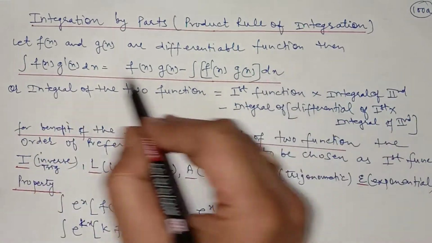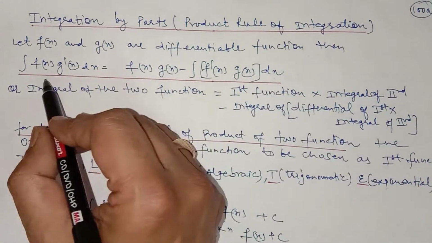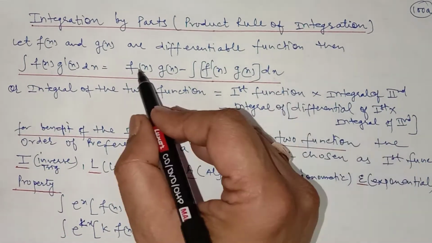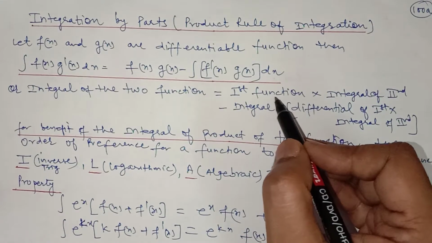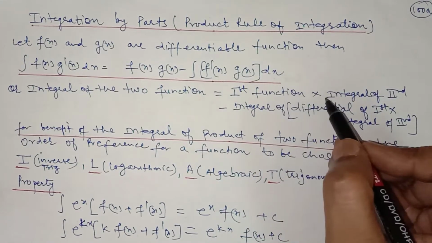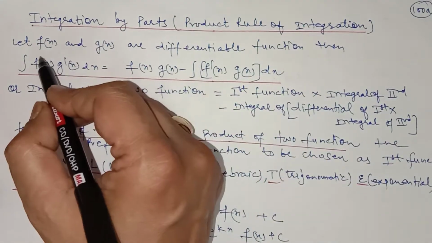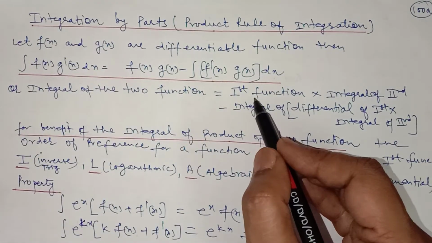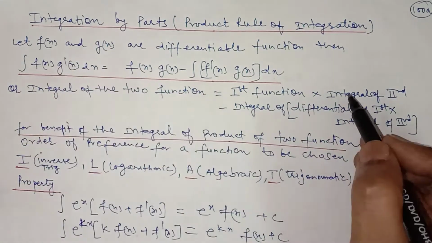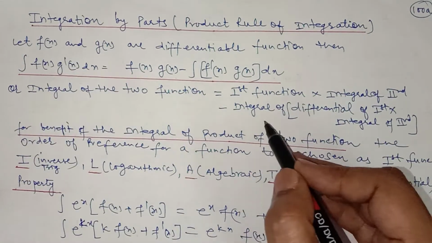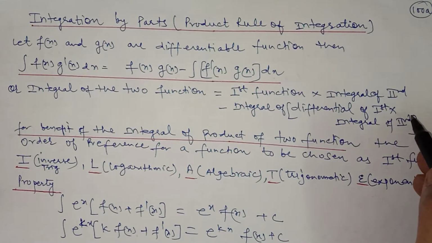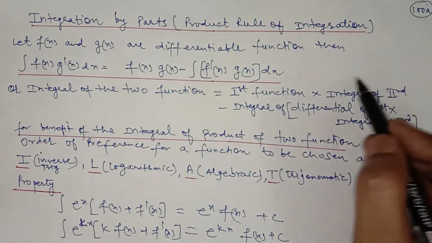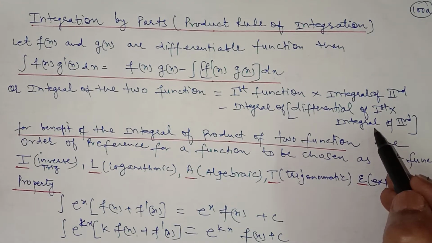This seems to be somewhat difficult. Now in simple language, the integration of two functions is equal to the first function as it is, multiplied by the integration of the second function. It is the first function and this is the second function. Then the first function you have to write as it is, multiplied by the integral of the second function, minus the integral of what? The derivative of the first multiplied by the integral of the second function you have already found.